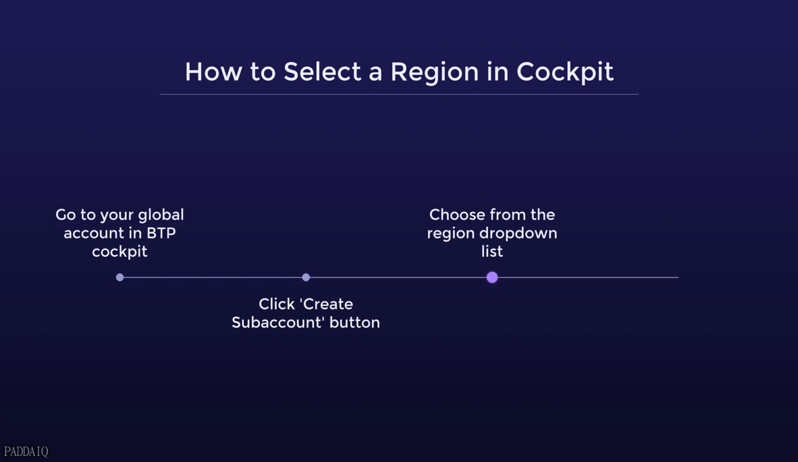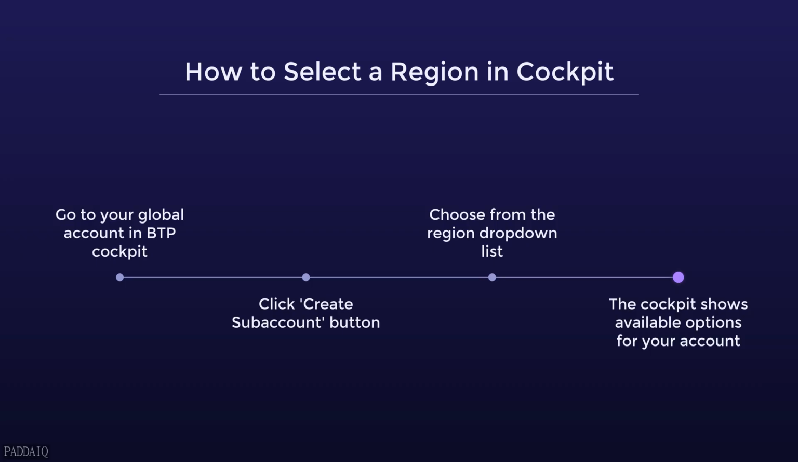Choose from the region drop-down list. This means selecting your desired geographic location where SAP BTP services will run. For example, if your users are in Europe, pick Europe, Frankfurt for faster performance. This ensures your applications and data reside in the correct legal and physical jurisdiction.